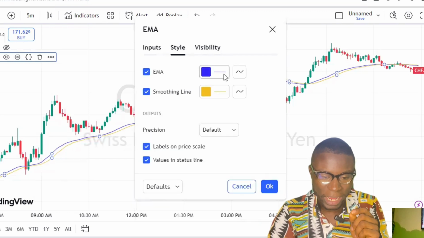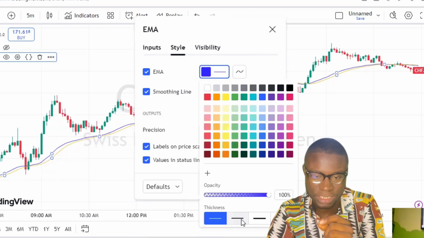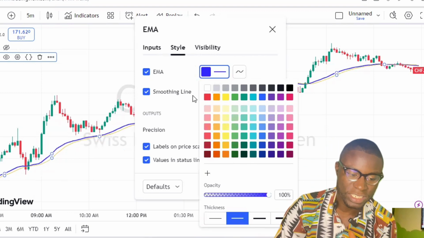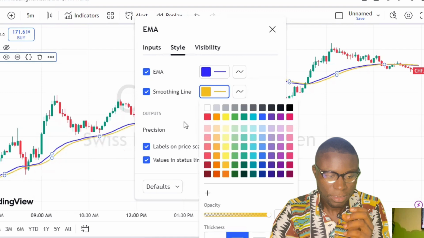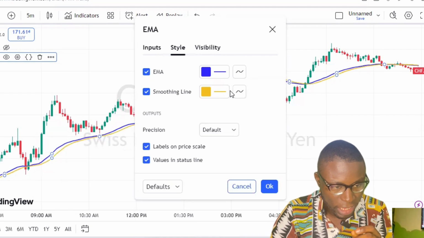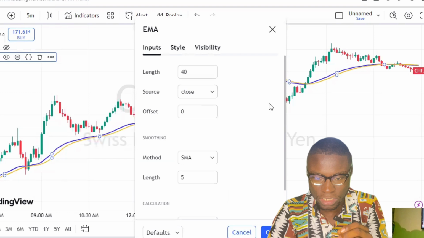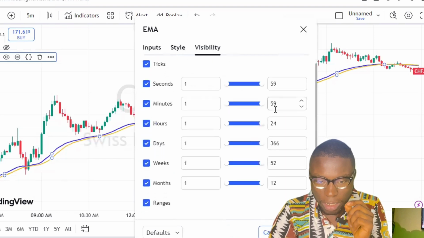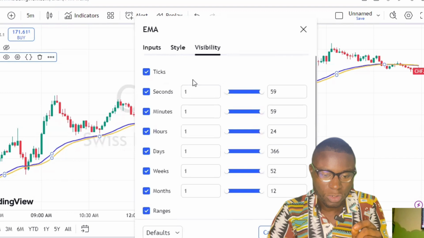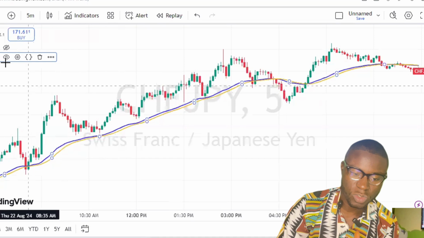Come back here. We want to make the line bigger. Okay, that's it. Then we want to also make this one bigger. Yeah, this is the color the way it is. So leave other settings the way they are. You can see them here. Don't change anything on the visibility. Okay, so this is just it. Then click done.